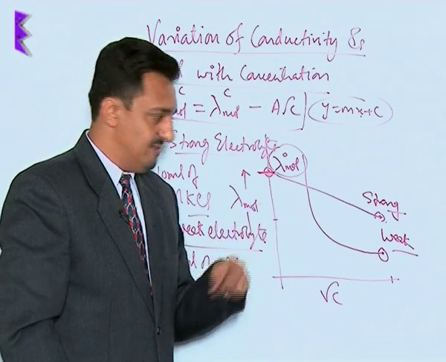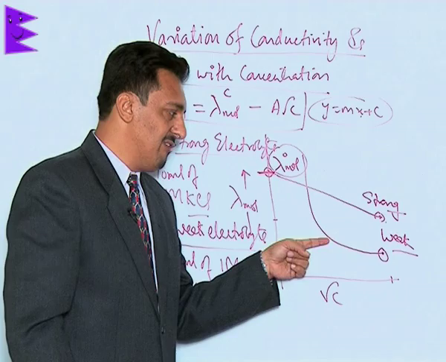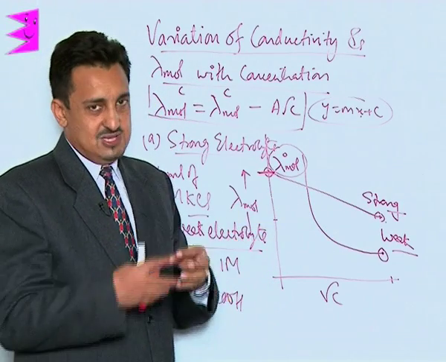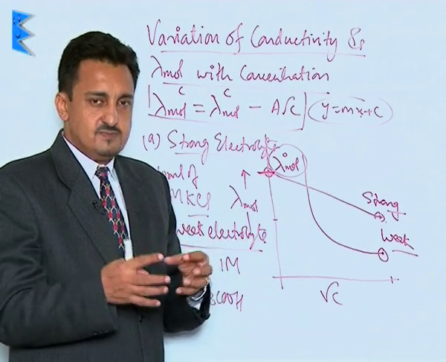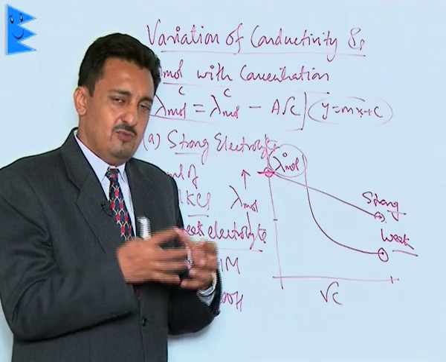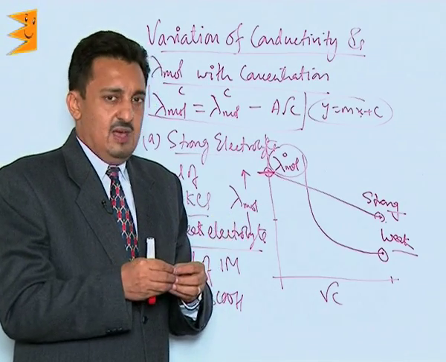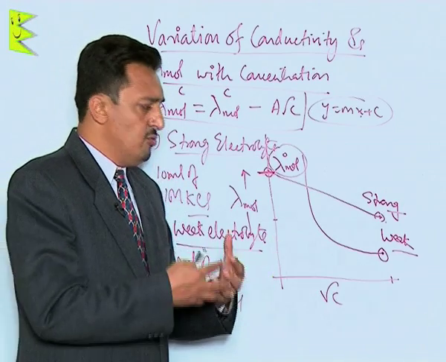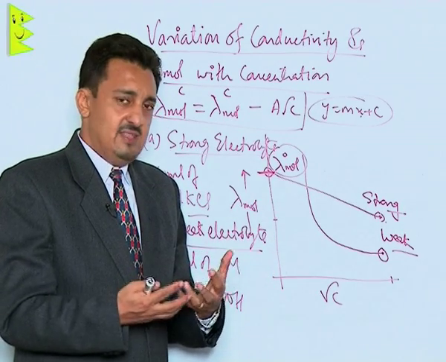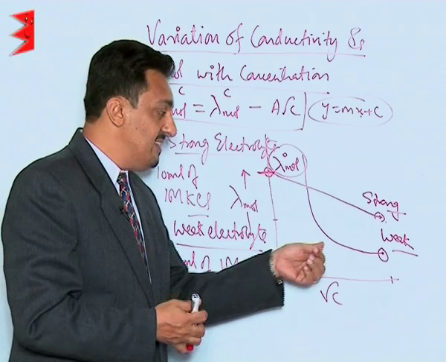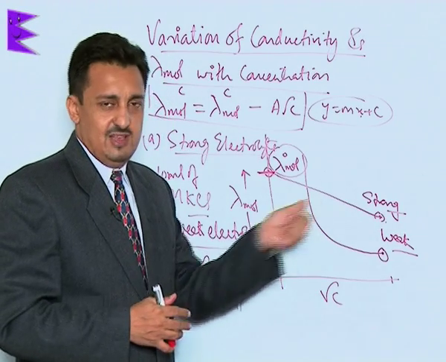Of course, the first thing is that the molar conductance of weak electrolytes also increases with dilution, as in the case of a strong electrolyte. The reason is the same: with the increase in volume and the decrease in concentration, the interionic interactions are decreasing and the ions are able to move more freely, and that is why the molar conductance increases. But this increase is much steeper than for the strong electrolyte.